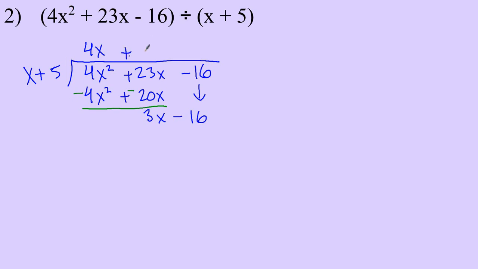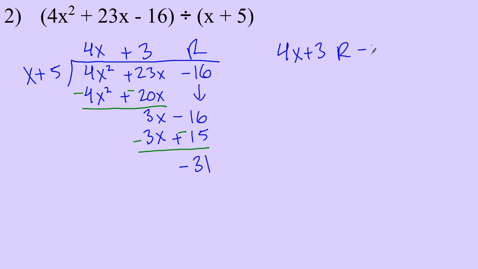x times positive 3 gets me 3x. 3 times 5 is 15. Change your signs. We get negative 16 minus 15 is negative 31. I can't make x look like negative 31. I don't want to multiply by some gross fraction. So this represents my remainder. When you get down to the last column, that's your remainder. So here we have 4x plus 3, remainder of negative 31.